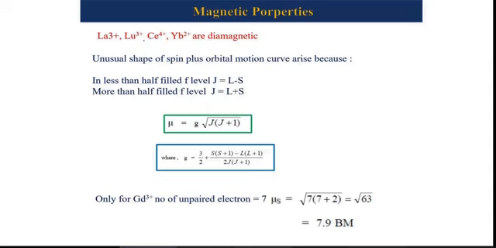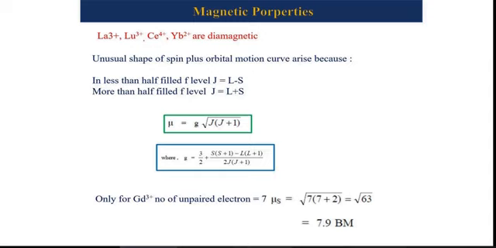What is the value of g? It is 3 by 2 plus S(S plus 1) minus L(L plus 1) upon 2J(J plus 1). Okay. So you see how complicated g is. First of all, the name of g is the Landé factor, and its value is as given here.